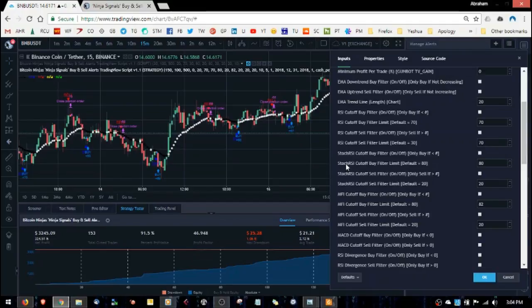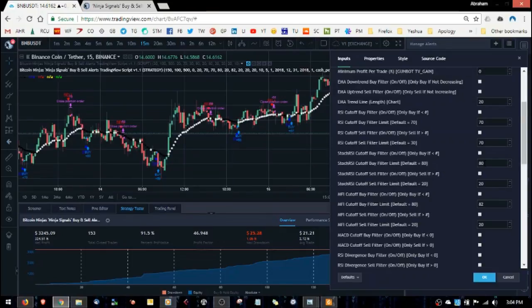But with stochastic RSI, we see lots of cycles going from overbought to oversold conditions because it's a second derivative indicator. We don't need to get into all the technicals of all the indicators here, but I do want to help you guys have a basic understanding of each. So stochastic RSI is basically a stochastic oscillator applied to the RSI indicator, which causes it to go up and down and hit highs and lows a lot more. So it's also a very useful indicator to use as a cutoff buy and sell filter.